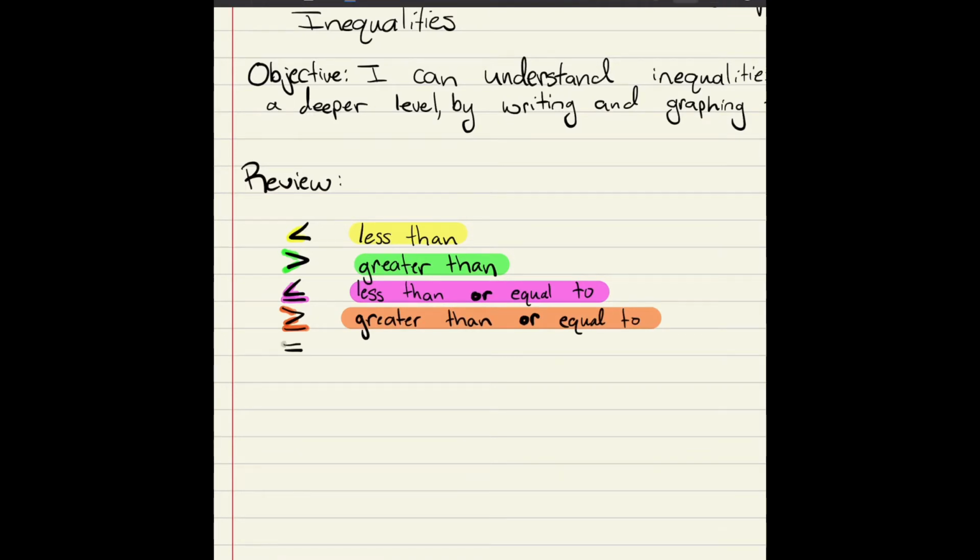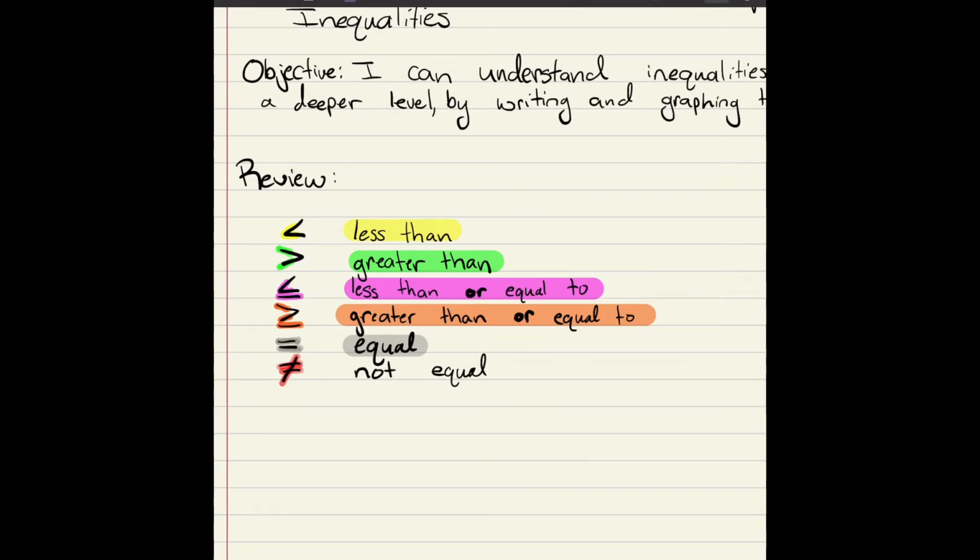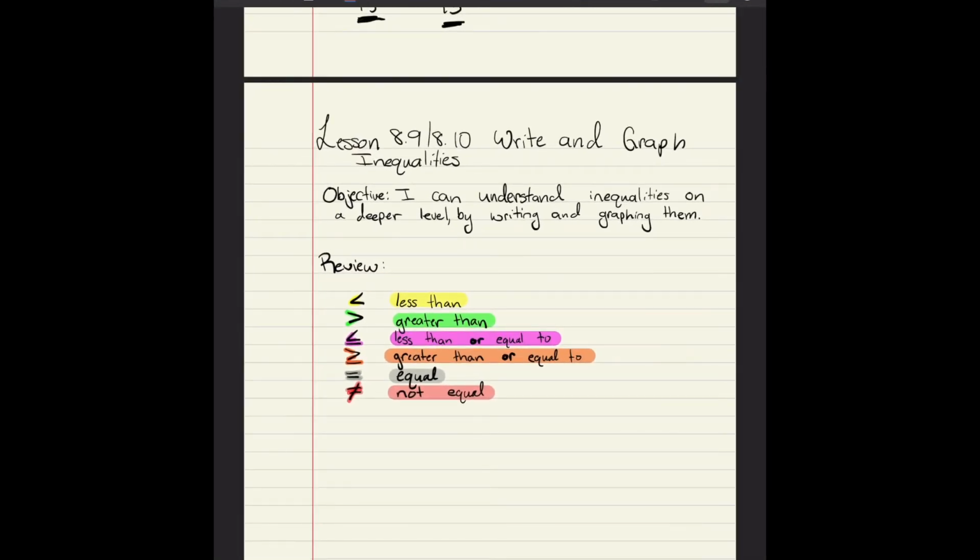And finally, a good old equal sign just means that they are equal to each other. And let's not forget about an equal sign with a line through it. So it's an equal sign, but it has a line through it. So it is not equal. And we're going to come back and add some notes here.